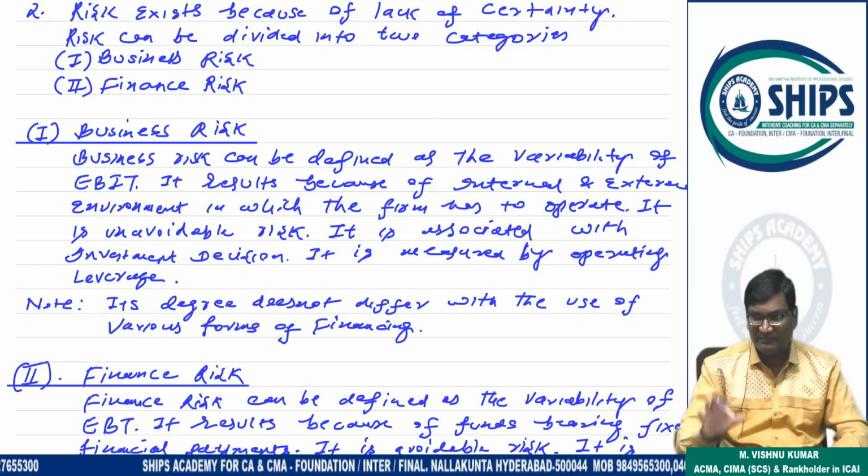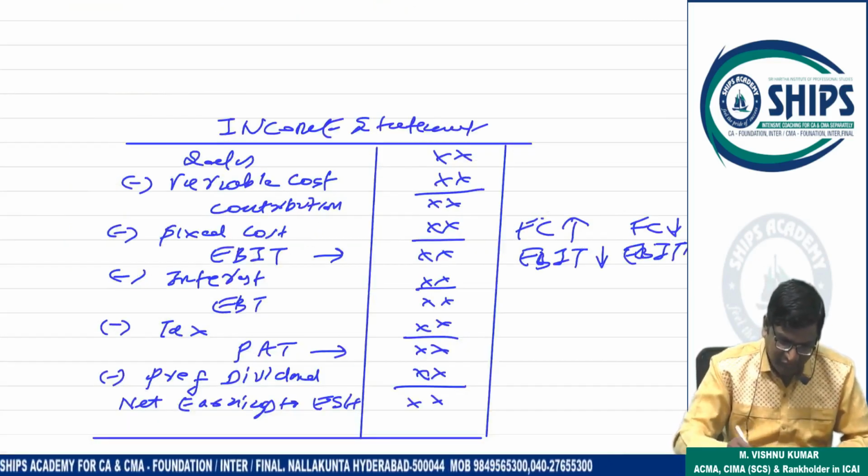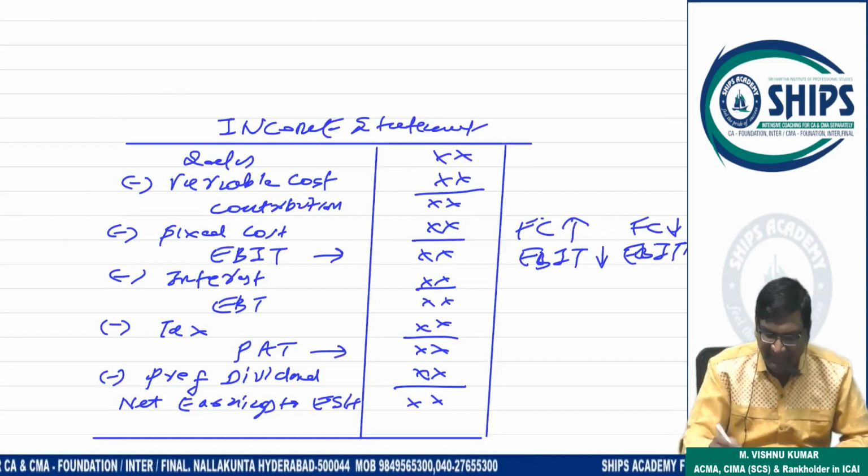So this point is clear, or shall I repeat? This is a very simple point now. If your fixed cost is increasing, EBIT will decrease. If fixed cost is decreasing, EBIT will increase.